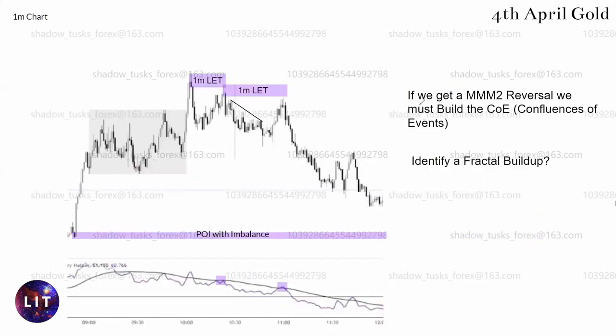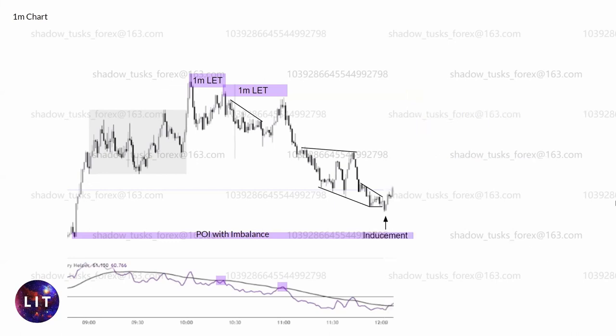So if we do get an MM2 reversal, we must build this COE, which is your confluence of events. So can we identify a fractal buildup? Yes, we can identify a fractal buildup. As you can see here, we marked up the liquidity both to the low side as well as the high side. What can we then wait for right now? Well, we have an inducement.